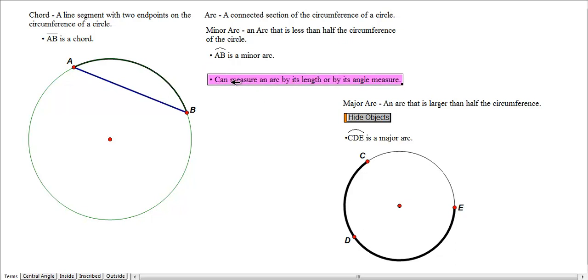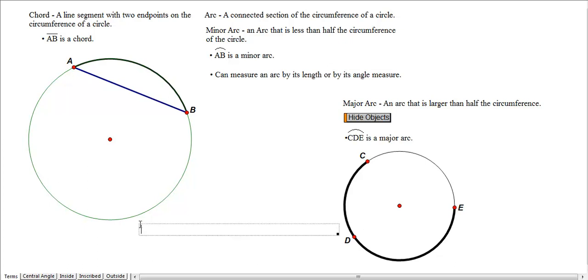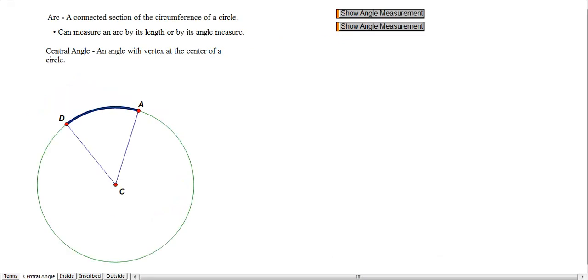Last, I want to make sure we understand we can measure arcs by talking about arc length or its angle measure. If you ever hear the measure of an arc, that is always its angle measure. We only talk about length if you hear the word length, if it says length of arc. The bulk of what I want to talk about today is what the relationships are between arcs and different angles within a circle.